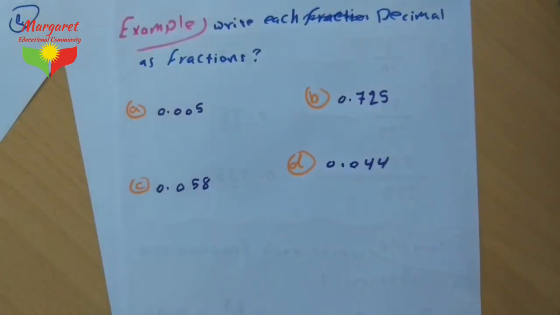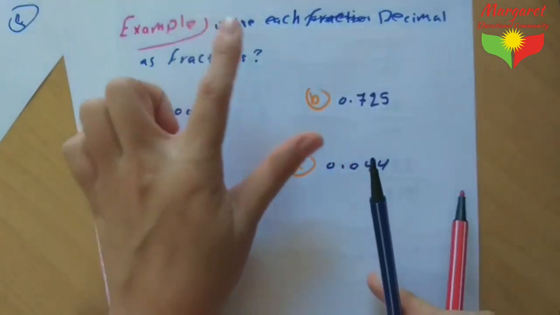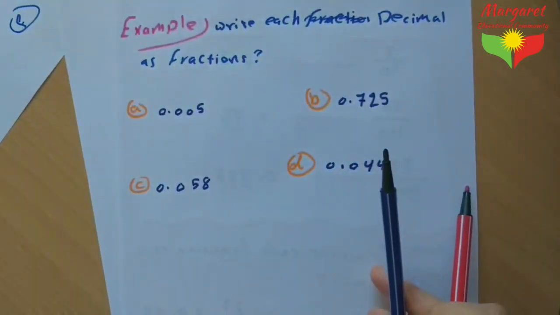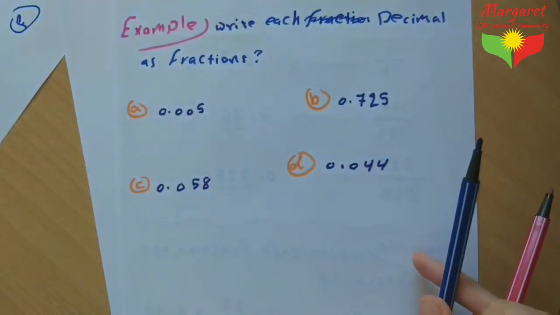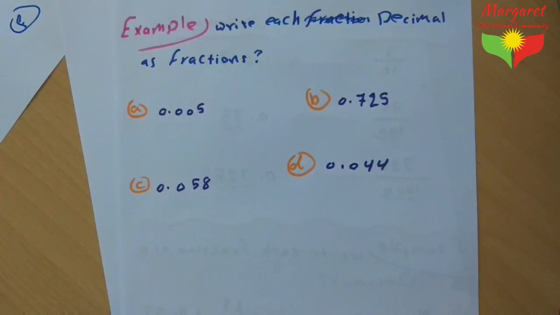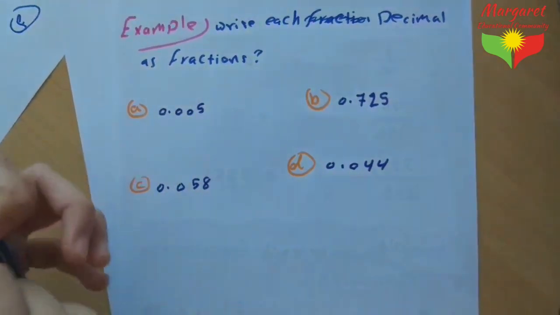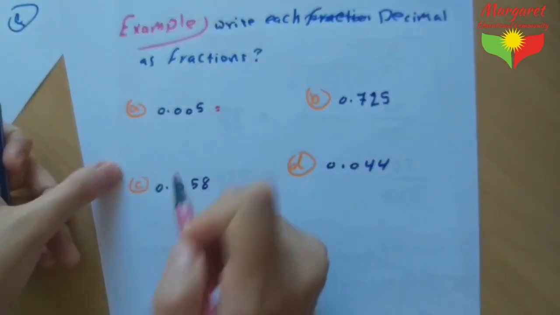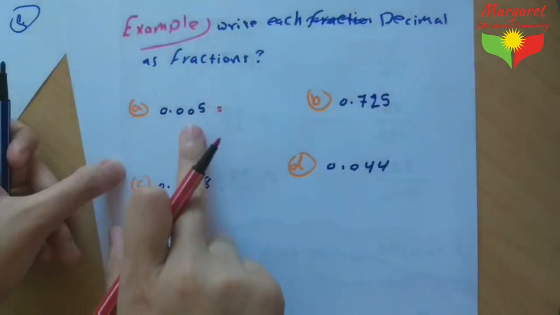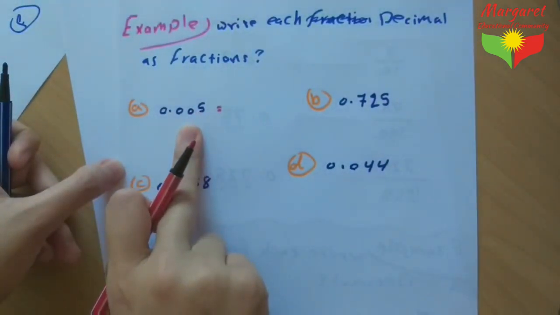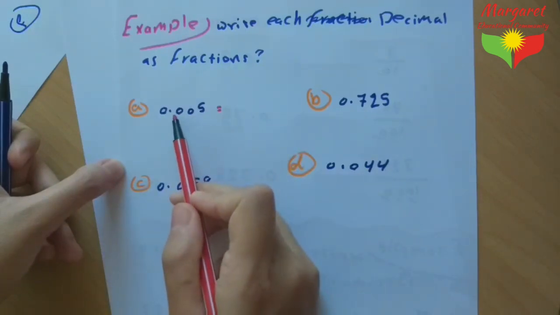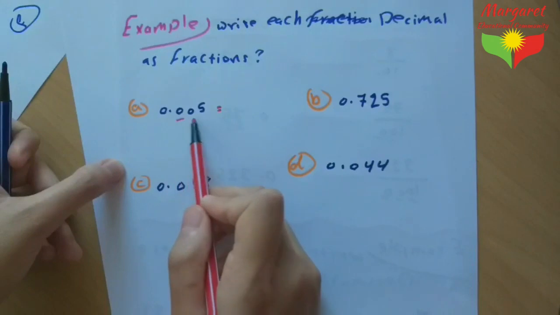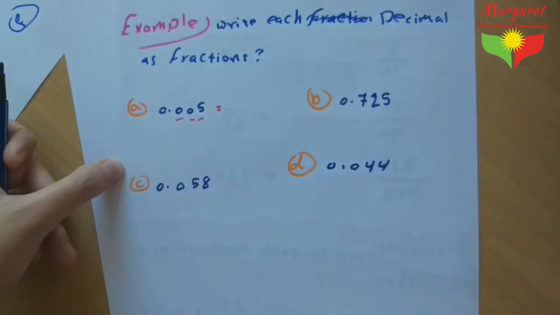We have another example. Write each decimal as a fraction. You have some decimal numbers. You must change each decimal to a fraction number. How do we read this decimal number? Because after the decimal point we have three numbers, you must read it this way.